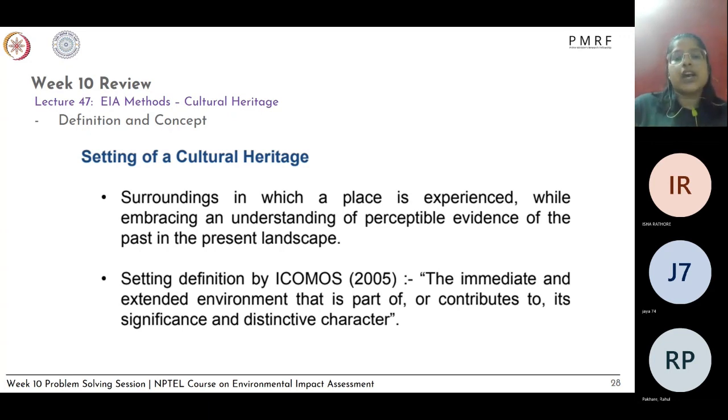And so ICOMOS 2005 also has a definition for the setting of cultural heritage, which is the immediate and extended environment that is part of or contributes to its significance and distinctive character. So of course, cultural heritage does not have a physical boundary unless it is present as a tangible cultural object. In case of intangible meaning associated with a site, you need to define the environment and be very sensitive in defining cultural heritage in your project definitions for EIA assessments.